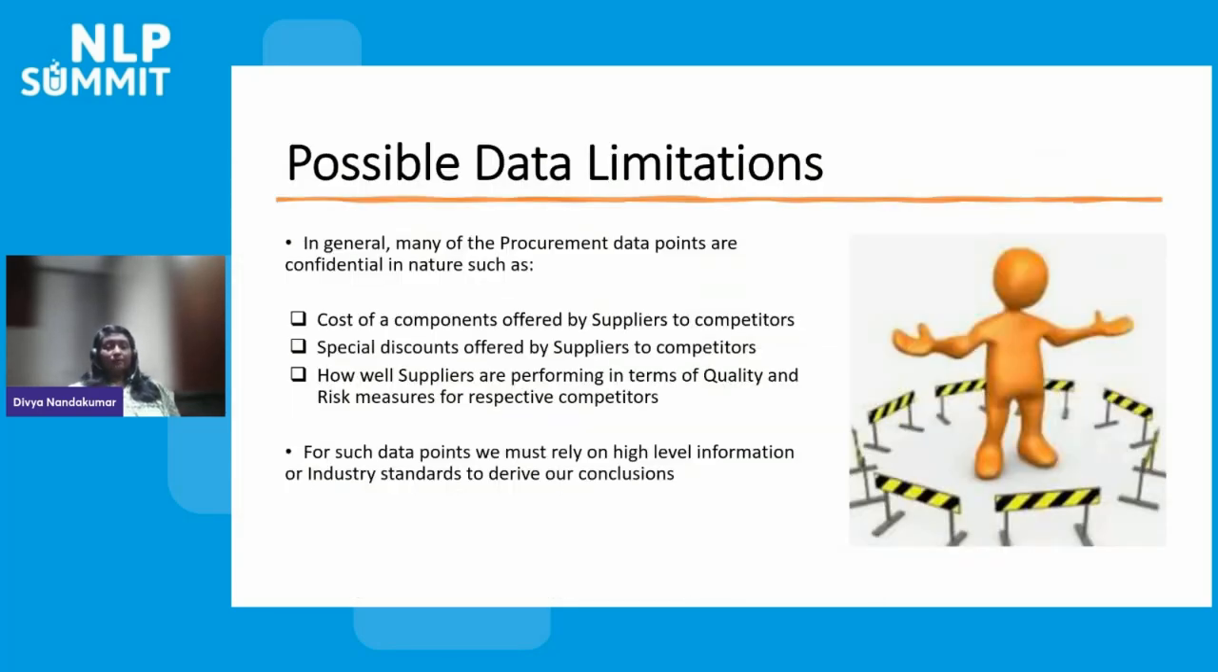So there are some data limitations as well. When it comes to the cost of the components that are offered by the suppliers to the competitors, it may not be very easily available. There could be some special discounts offered by the suppliers to the competitors which you might not be aware of, or how well the suppliers are performing in terms of quality, and there could be no measure for you to get these from your competitor companies. In such scenarios, there are some industry standards which you can derive and get some conclusions from.